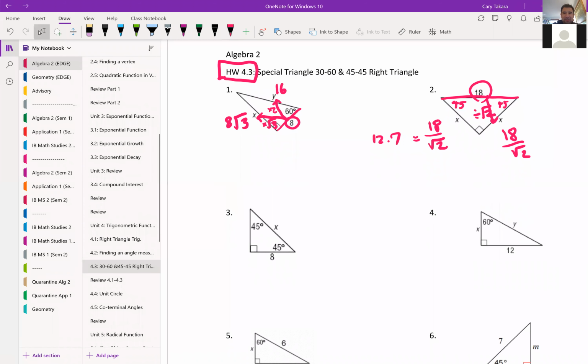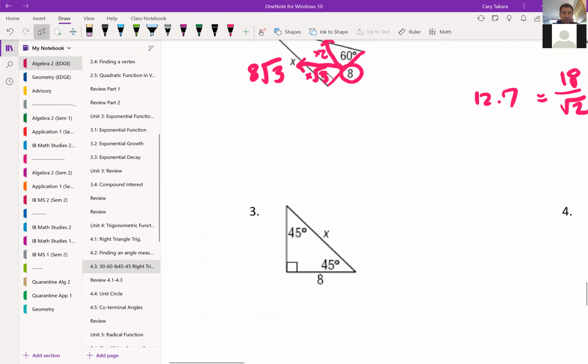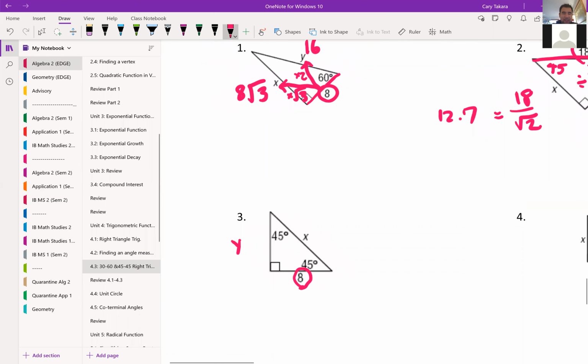Number 3. Again, it's 45, 45. This time we do know the one leg. Let's add this y. I don't know why I forgot to do that. So what's x and y? Okay. Again, if you need more time to write it down, please tell me. Okay.